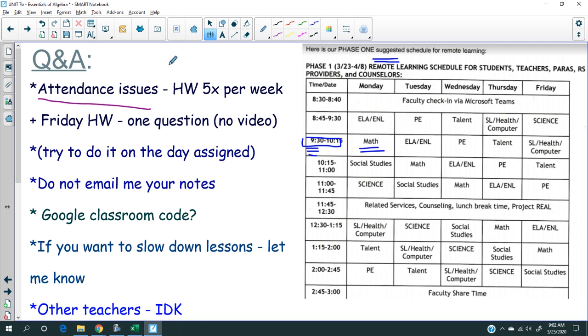So for now, like I said yesterday, we'll do homework 5 times a week. The Friday homework has no video, because I'm really still pursuing the school policy of 4 homeworks a week. So no videos. The Friday homework is just one question. You can just go on and do it, and that counts as attendance. So let's do it like that. It's the best way I could work around the attendance issue.